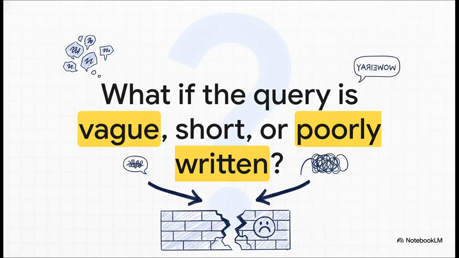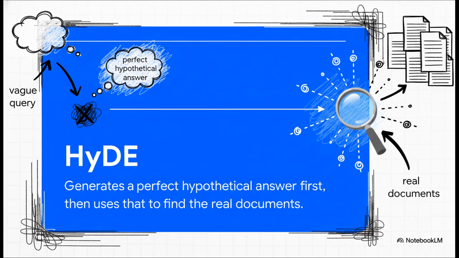Okay, so we've handled different data types. But what about the user's question itself? People ask vague questions, or super short ones, or they just don't use the right keywords. This creates what's called a semantic mismatch, and it can totally stump a simple RAG system. And the solution here is so clever. It's called hypothetical document embeddings, or HyDE, and it pulls a really cool trick. Instead of using that fuzzy, vague user query, HyDE asks the language model to imagine and generate a perfect hypothetical answer first. Then it uses that ideal answer to find the real documents.